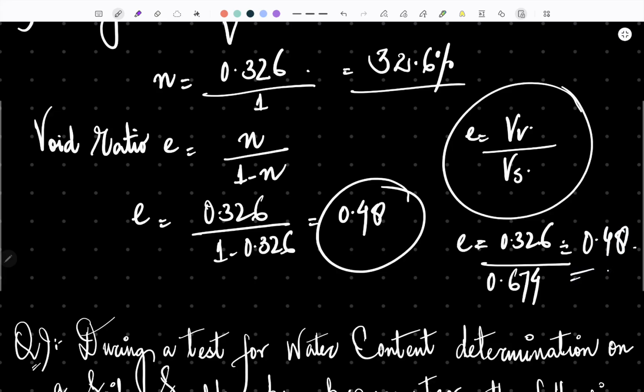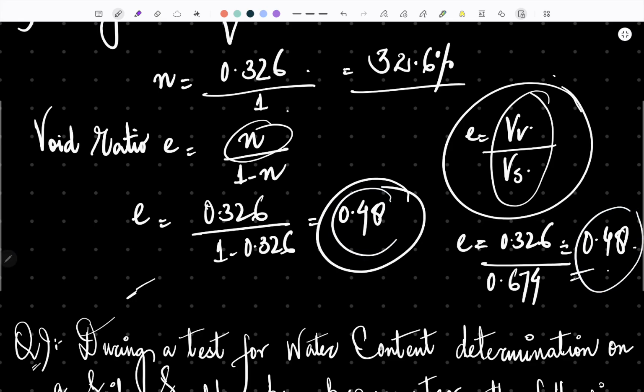So we have two different ways by which we can find void ratio in this question, because we just found the value of the porosity. We also have the values of volume of voids and volume of solids. So we can use either of the equations, and we arrived at the void ratio, which the question demanded us to find. By calculations, it was equal to 0.48, the void ratio of this soil phase system.